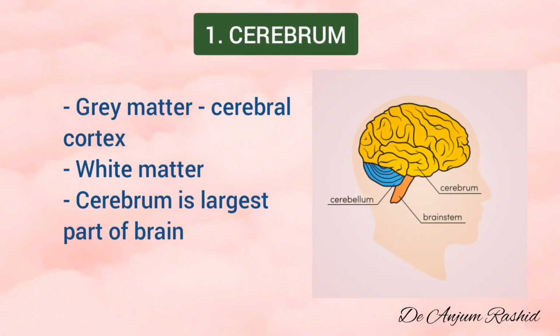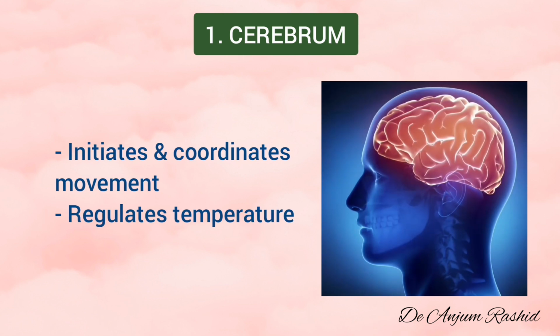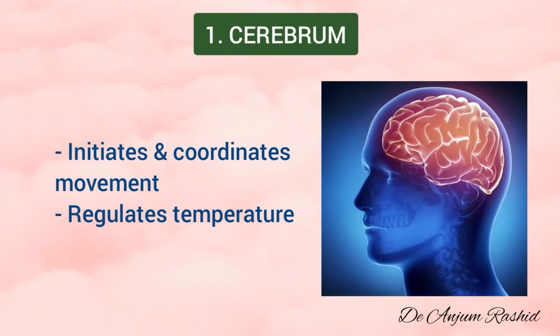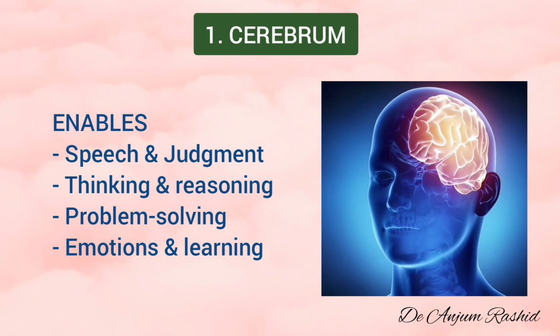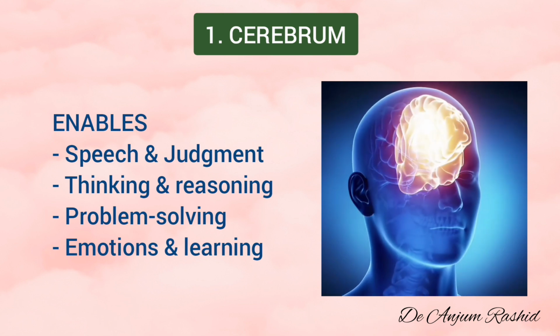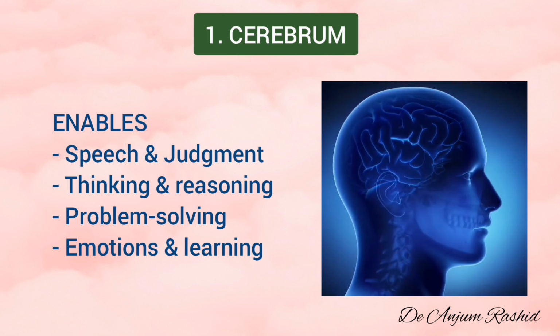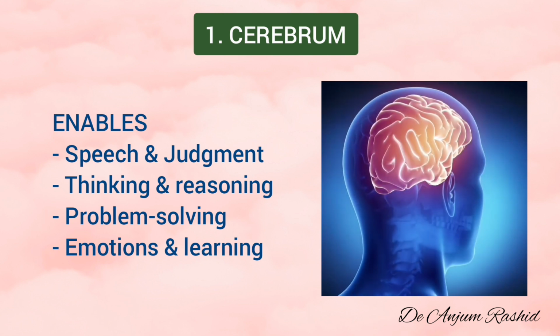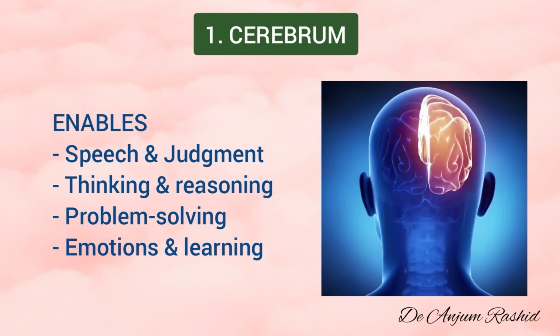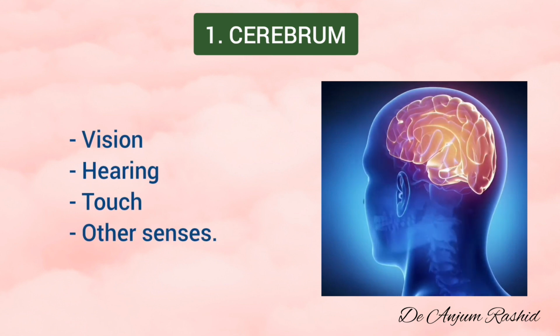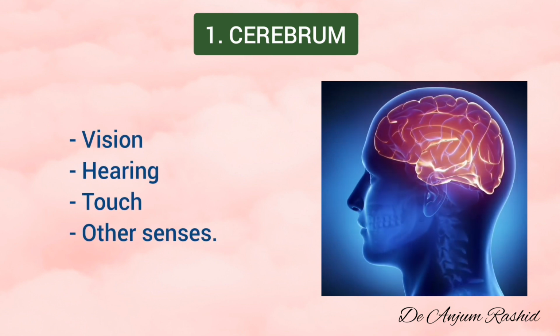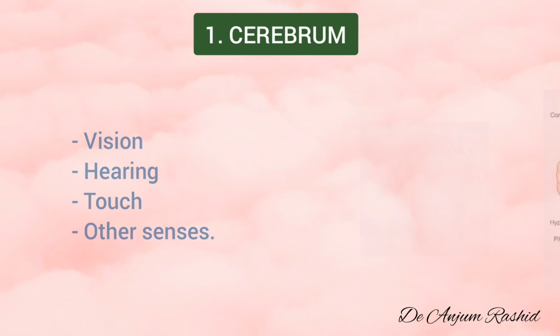Cerebrum. Cerebrum comprises grey matter on the outside, which is called the cerebral cortex, and white matter at its center. Cerebrum is the largest part of the brain. It initiates and coordinates movement and regulates temperature. Other areas of the cerebrum enable speech, judgment, thinking, reasoning, problem solving, emotions, and learning. Other functions relate to vision, hearing, touch, and other senses.